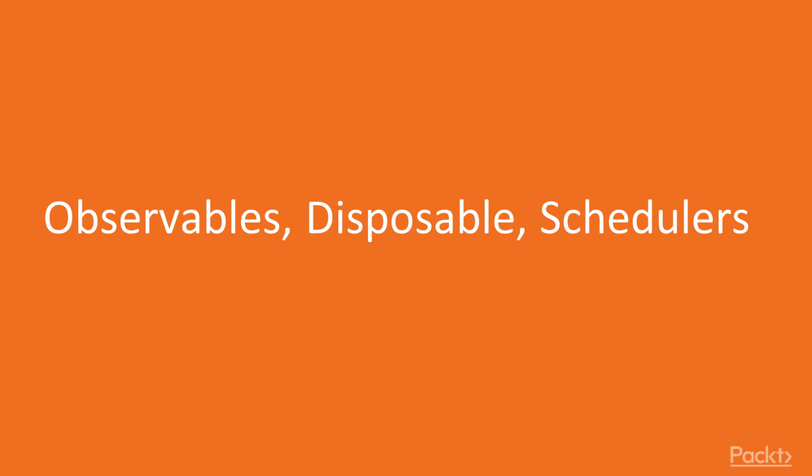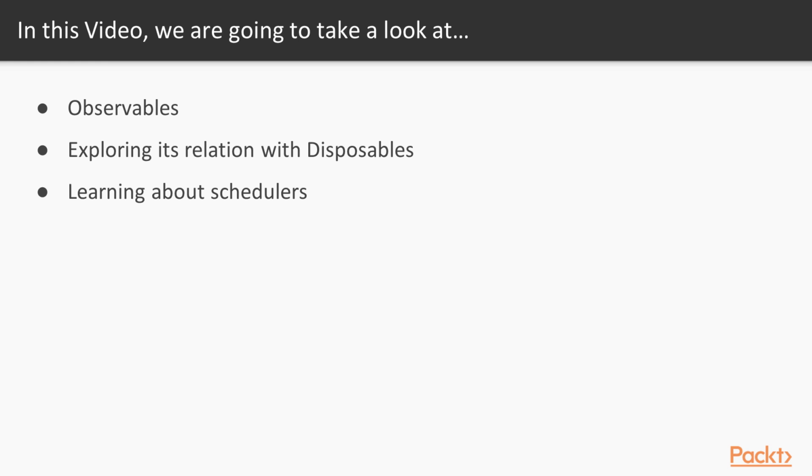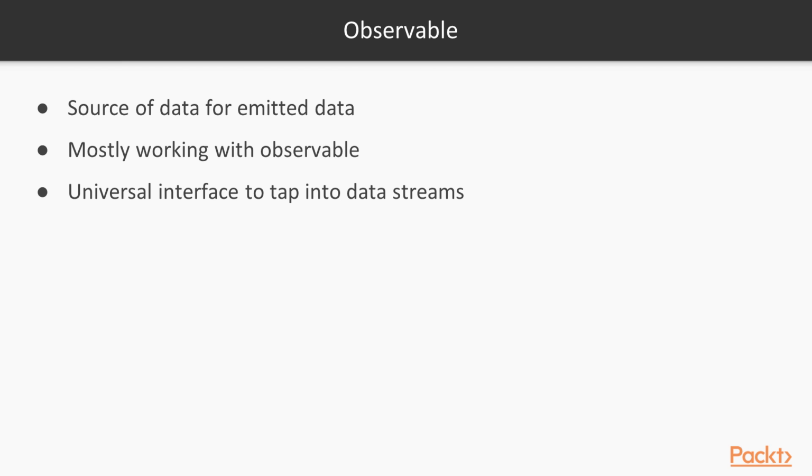Now we move on to the first video of this section, observable, disposable, and schedulers. In this video, we're going to take a look at observables and explore how they're related to disposables. Moving on, we'll learn about schedulers. Everything starts with an observable.